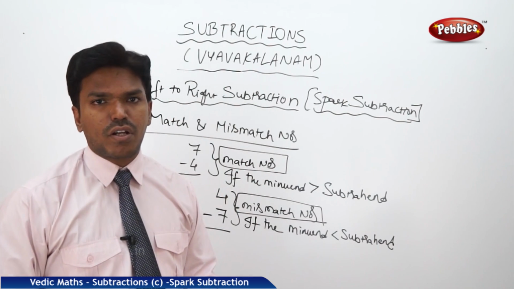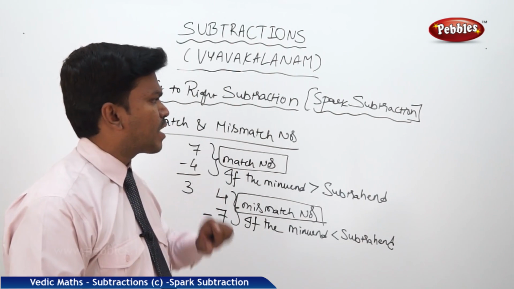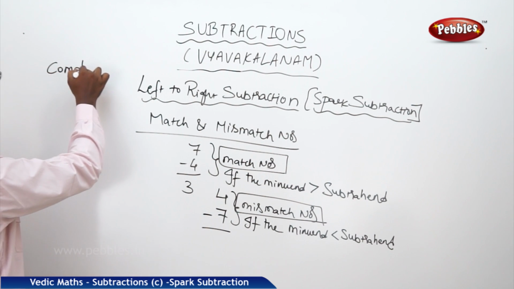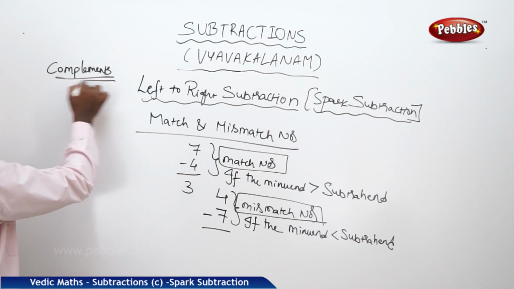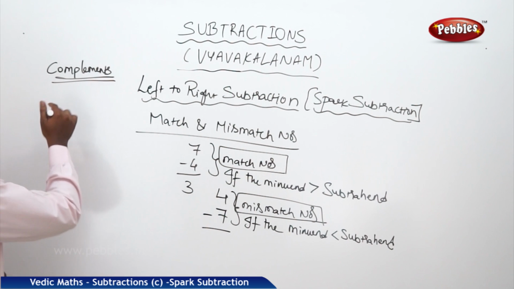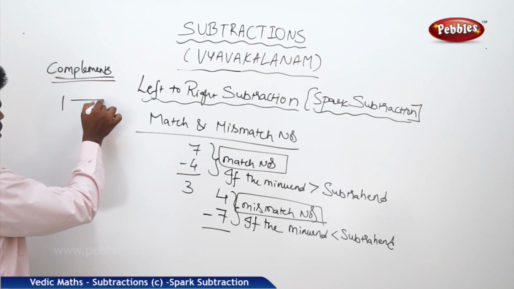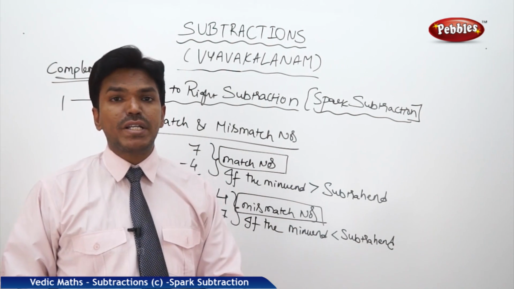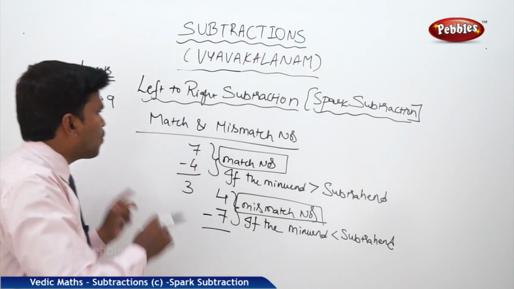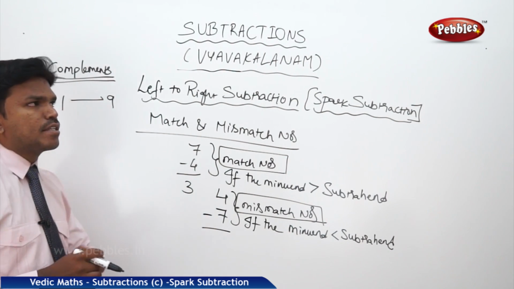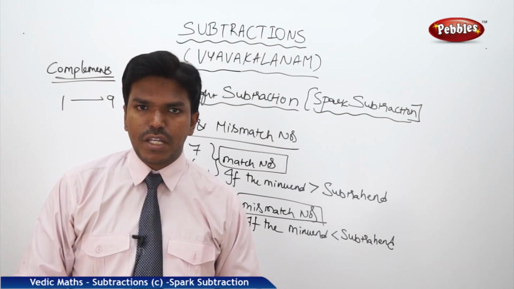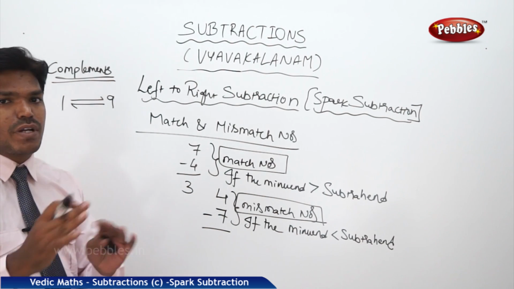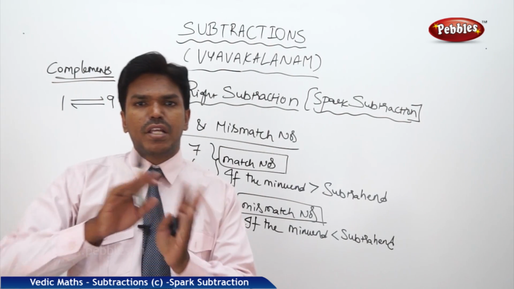And one more important basic concept of this subtraction is complements. So we have to discuss the complements. What are complements? One's complement is 9. That means for 1 to make it 10, how much do I need to add? 9. So 1's complement is 9. Similarly, for 9 to make it 10, how much do I need to add? 1. So 9's complement is 1. That means vice versa: 1's complement is 9, 9's complement is 1.